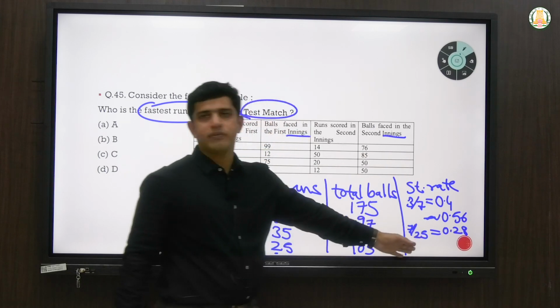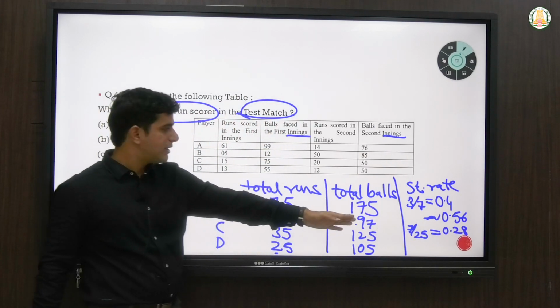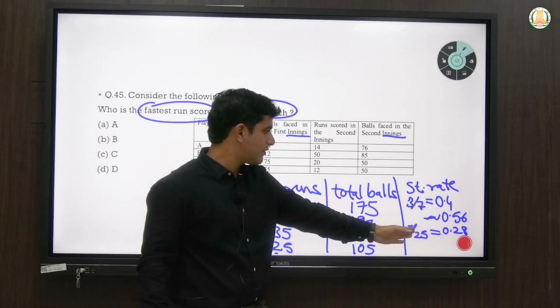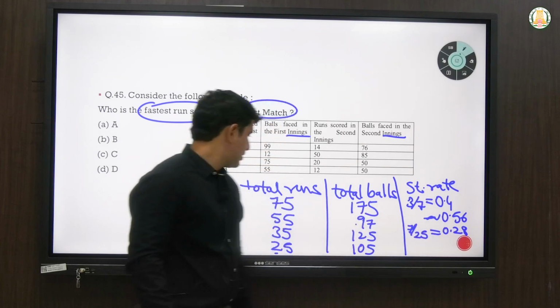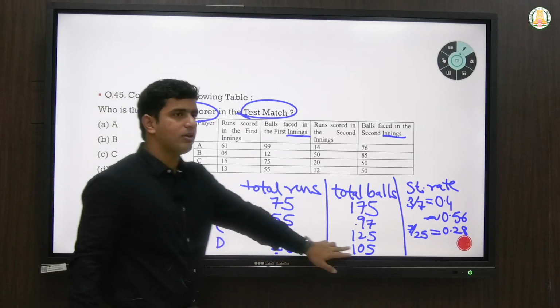Okay, you need not know the 25 table, you need not know how to divide 7. You just make this a complete fraction. 25 into 4 is 100, 7 into 4 is 28. This one is 28.